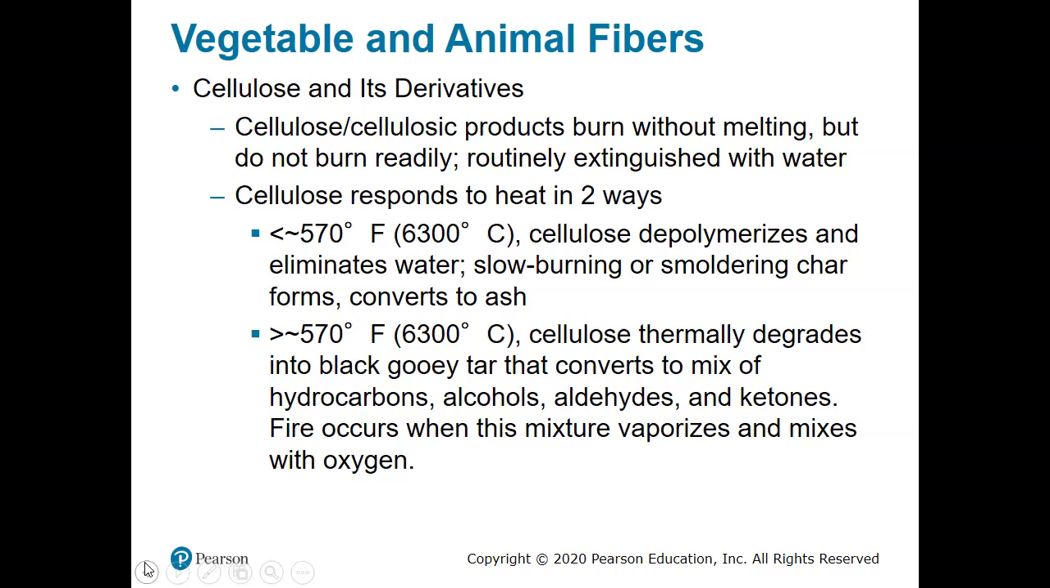What we know about it is that those substances that are cellulosic will burn without melting, but they don't really burn super fast. You can usually easily extinguish fires of cellulosic materials with water. Now, when it comes to being heated, we can see cellulose acting in two different ways. Somewhere around 6,300 Celsius, at any temperature below that, we will see the depolymerization of the cellulose, the elimination of water, so it's going to actually absorb water as it breaks apart. And what we get is this slow burning kind of ashy result, kind of smoldering, not terribly intense in its flame.